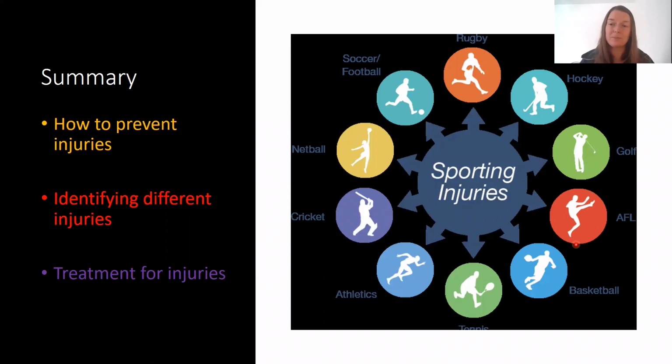So although it's a brief mini session today, we've talked about how to prevent injuries, identifying some different injuries, especially those ones found in a sporting context, and we've briefly looked at how to treat an injury. We'd go on from this to look at more chronic injuries, injuries of overuse or injuries from training incorrectly, and then we'll look at them in sporting specific examples as well.